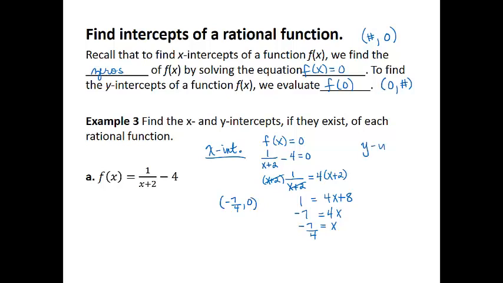The y-intercept is found by replacing x with 0. So f of 0 is equal to 1 divided by 0 plus 2, minus 4. This becomes 1/2 minus 4, which is really 1/2 minus 8/2, or negative 7/2. Therefore, the y-intercept is the ordered pair (0, negative 7/2).